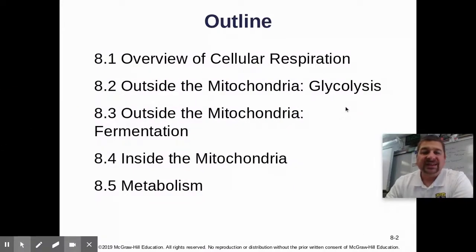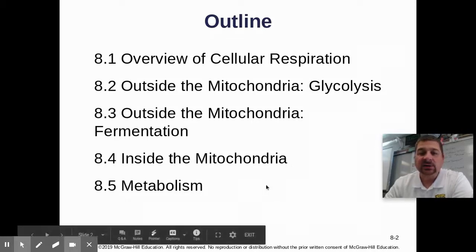This chapter is split into 5 sections. In this first video here today, we're going to look at an overview of cell respiration and what the different steps are, redox, and where it takes place. Then it moves into what happens outside the mitochondria, glycolysis. Section 3, what happens if there's no oxygen? We'll cover fermentation. And then moving to the processes inside the mitochondria. And finally, the last video will cover an overview of metabolism.